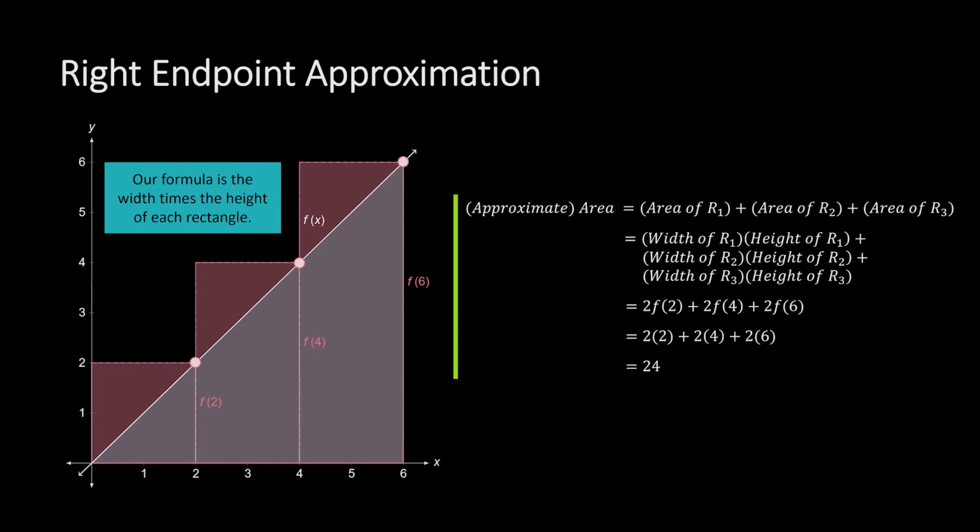Now, if we think about it, this is a triangle. We can actually just calculate what this is. It has a height of 6 and a base of 6, so it's 1/2 times 6 times 6, which is 18. The actual area is 18. We got an estimate of 24, which is arguably really big, much bigger than 18, but that's maybe not surprising.